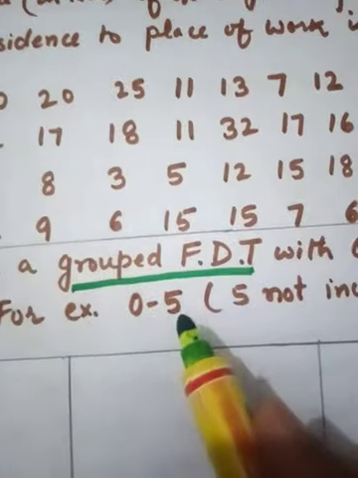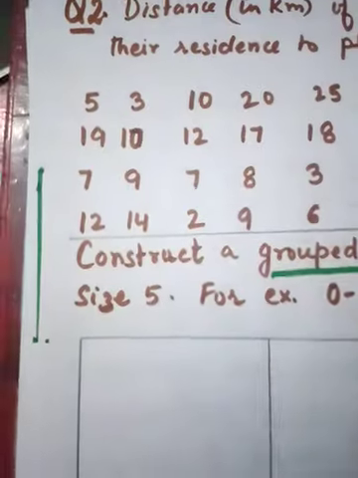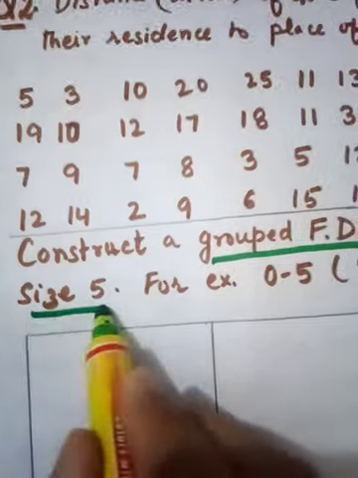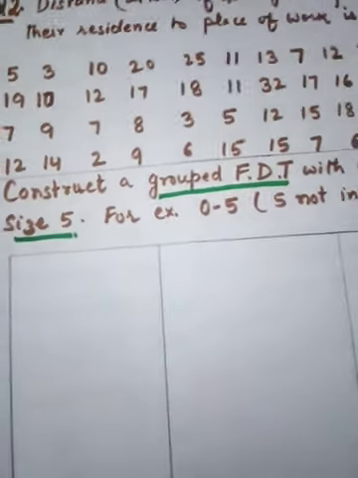So in that case it is 20. Now here it is 0 to 5. So what is the upper limit? 5. Lower limit is 0. So 5 minus 0 is 5. That's why the class size is 5 here. Okay, so the formula for the class size is upper limit minus lower limit.